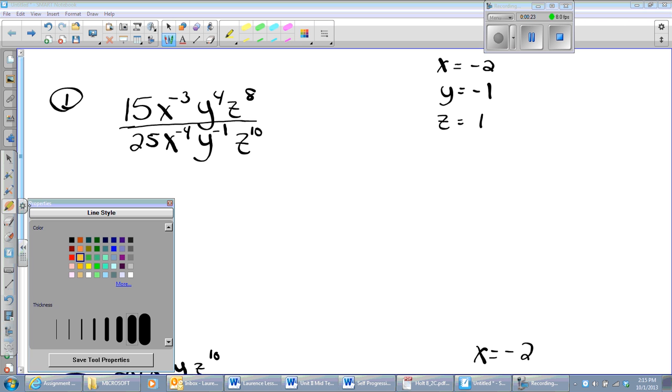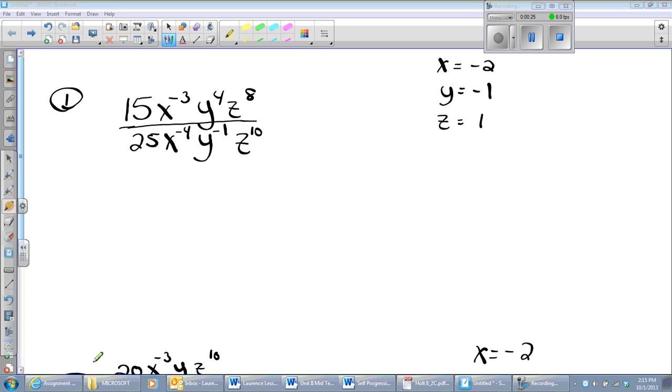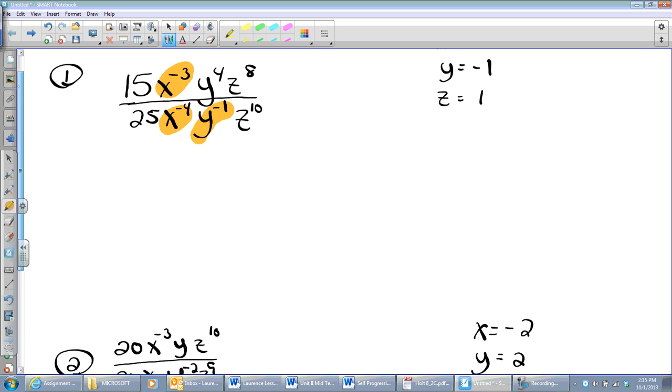First thing I'm going to do is look for negative exponents, right? Because a negative exponent means to use the reciprocal. And I'm going to highlight all the terms that have a negative exponent. Okay, all those terms will have a negative exponent.